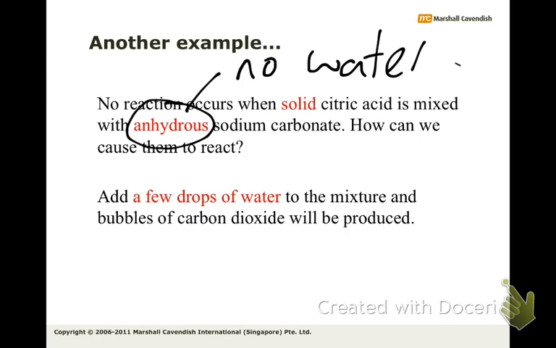However, when you add just a few drops of water, bubbles of carbon dioxide will form, and obviously your two other products will form: your sodium citrate, that's the salt name from citric acid, and your water. So you realize that water is a main component for acids to basically do their job.